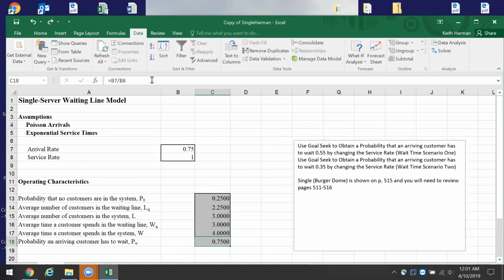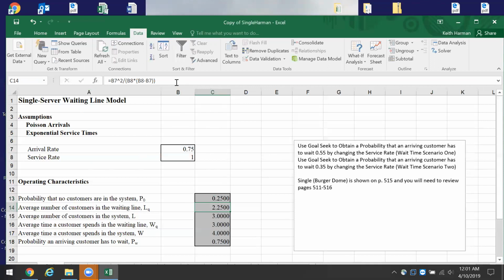Okay, and notice this. Let's look at the equation for a second. The arrival rate equals B7 over B8. Okay, the arrival rate over the service rate. That's the waiting time. Now let's look at these other probabilities here. And it's 1 minus the arrival rate, okay, divided by the service rate. And you can see the trade-offs implied by this.